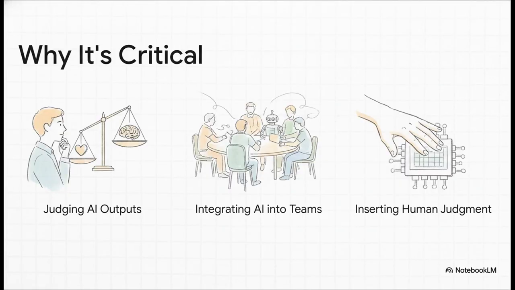So why is this so critical? Well, a few big reasons. For one, it completely governs how you react to what the AI gives you. Are you seeing it clearly or through a filter of frustration? Two, it shapes how you actually integrate AI into real human teams. And three, and this might be the most important one, it helps you recognize that exact moment when you need to pause and insert some good old-fashioned human judgment.